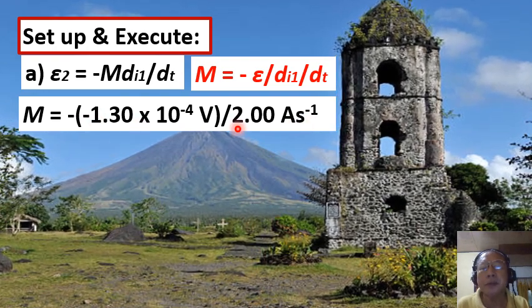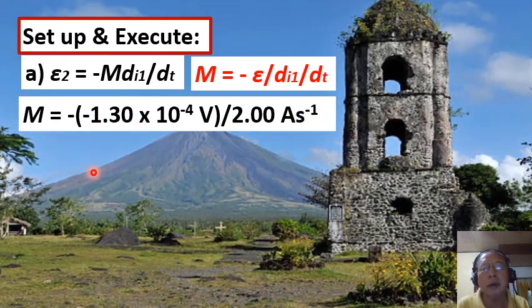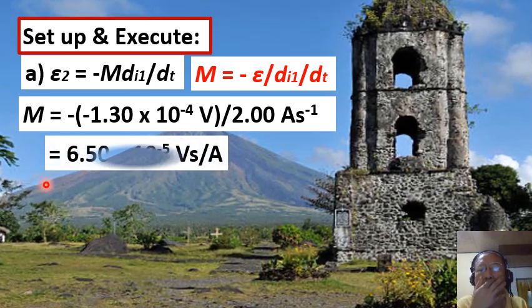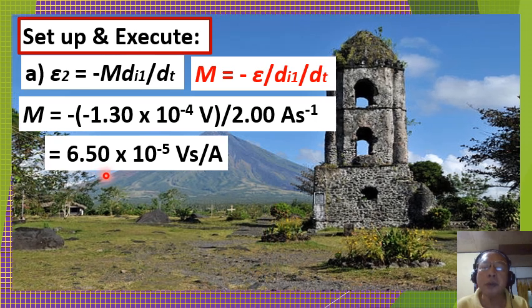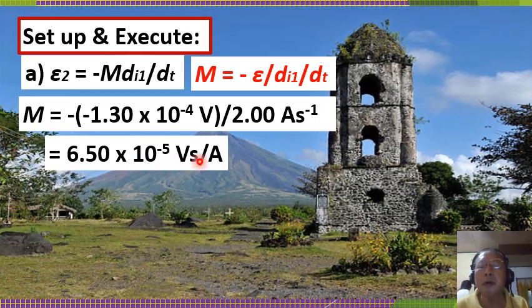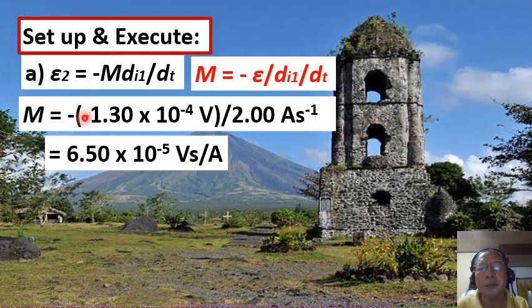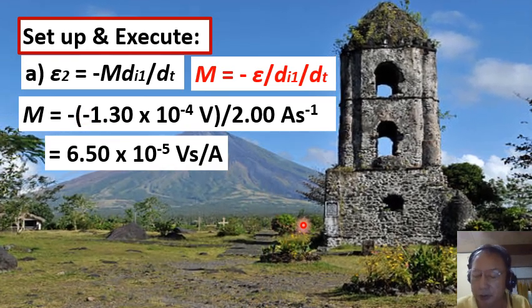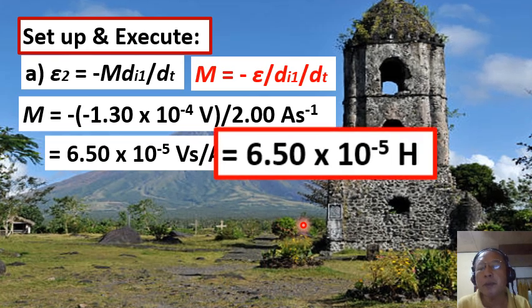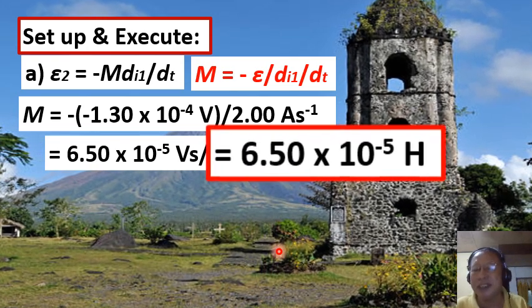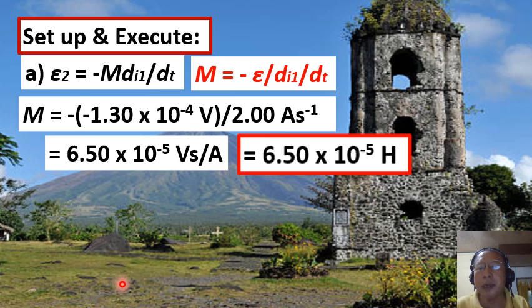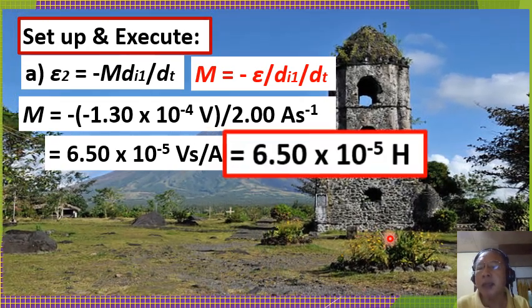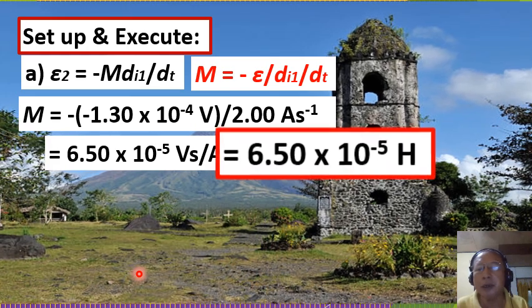When we do our math, we have the value for the mutual inductance, capital M, equal to 6.50 × 10^-5 volt second per ampere, which is the same as 6.50 × 10^-5 henry, henry being equivalent to volt second per ampere. Henry is the SI unit for inductance.